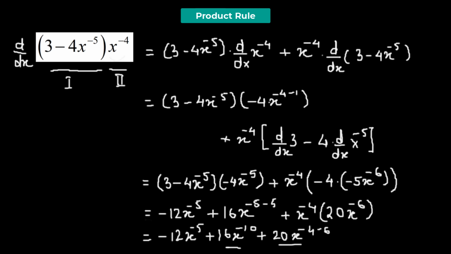So the second term and the third term are the same term, because both consist of x raised to the power of negative 10. So finally the derivative will be negative 12x raised to the power of negative 5 plus 16 plus 20, which will be 36x raised to the power of negative 10. So this is the derivative. Let's move on to the next question.